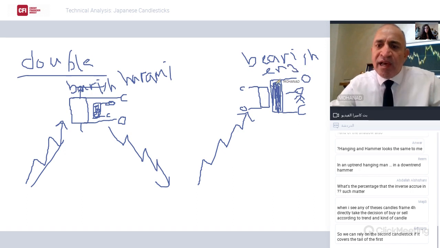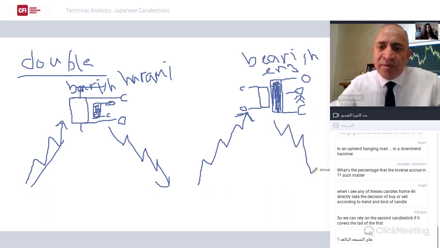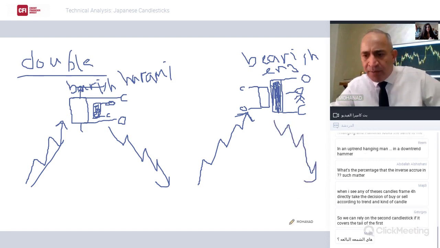It's engulfed completely the white candlestick. So in these cases, the color of the candle matters. Yes, of course. In this case, we are concerned about the color of each candlestick. When I see this candlestick at the end of an uptrend, I suppose the direction will change from uptrend to downtrend.